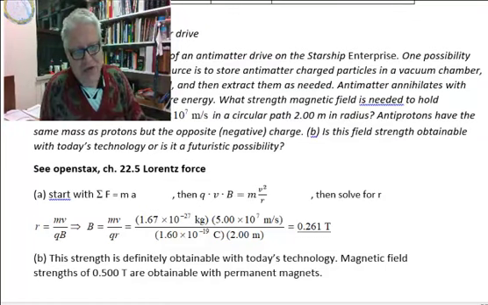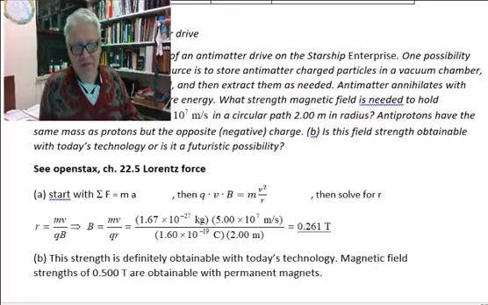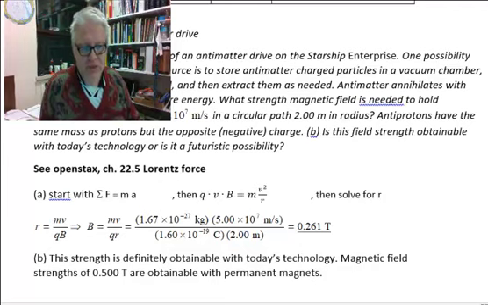So here's one, Star Trek antimatter drive. Viewers of Star Trek hear of an antimatter drive on the Starship Enterprise. One possibility for such a futuristic energy source is to store antimatter charged particles in a vacuum chamber circulating in a magnetic field and then extract them as needed. Antimatter annihilates with normal matter, producing pure energy. What strength magnetic field is needed to hold antiprotons?